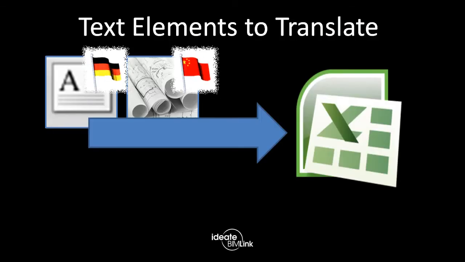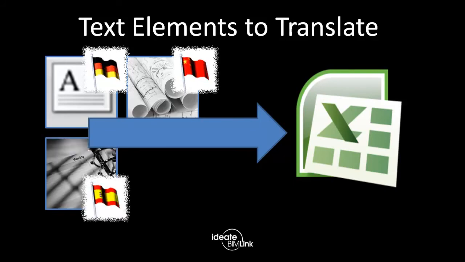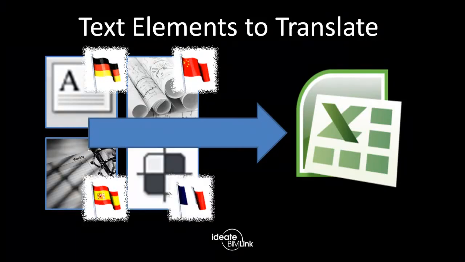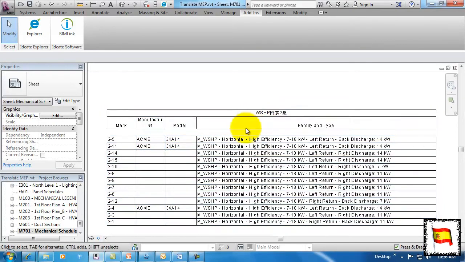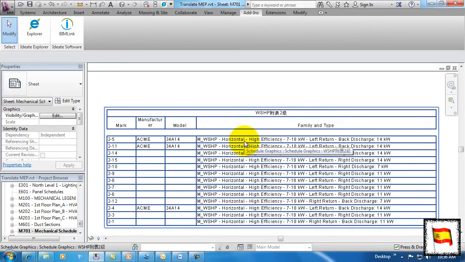Thus far, we've translated the text and view names. Next, we'll walk through an example of how to handle some of the schedule-based information and review how note block information can also be handled. Let's take a look at our mechanical equipment schedule. The title of the schedule has already been translated into Chinese during our last step for editing the views.